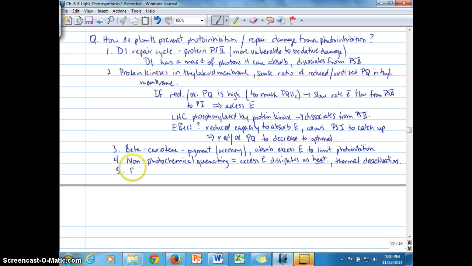Another mechanism that we also talked about in that discussion is fluorescence, where after a certain amount of thermal deactivation, the chlorophyll a molecule can dissipate excess energy by red light emission, emitting that excess energy as red light. And this is happening in chlorophyll.